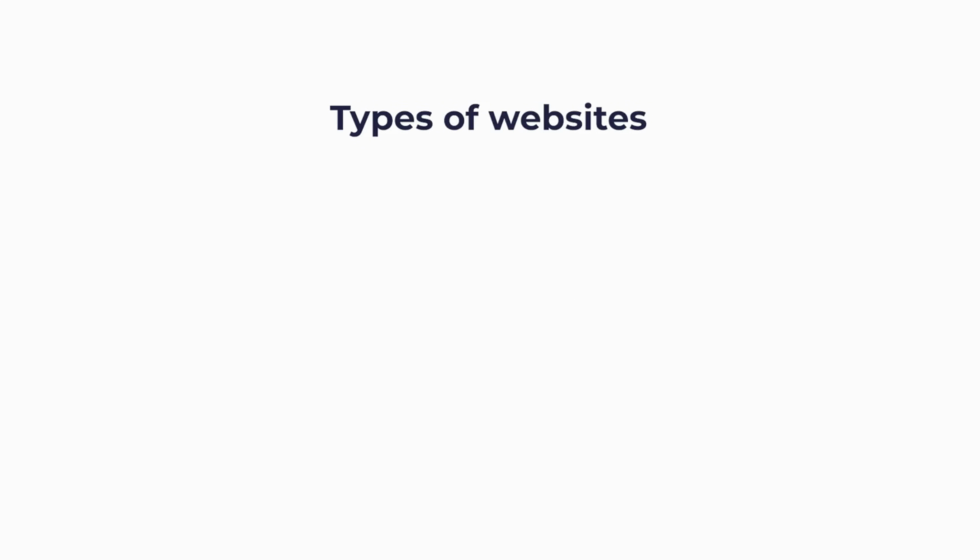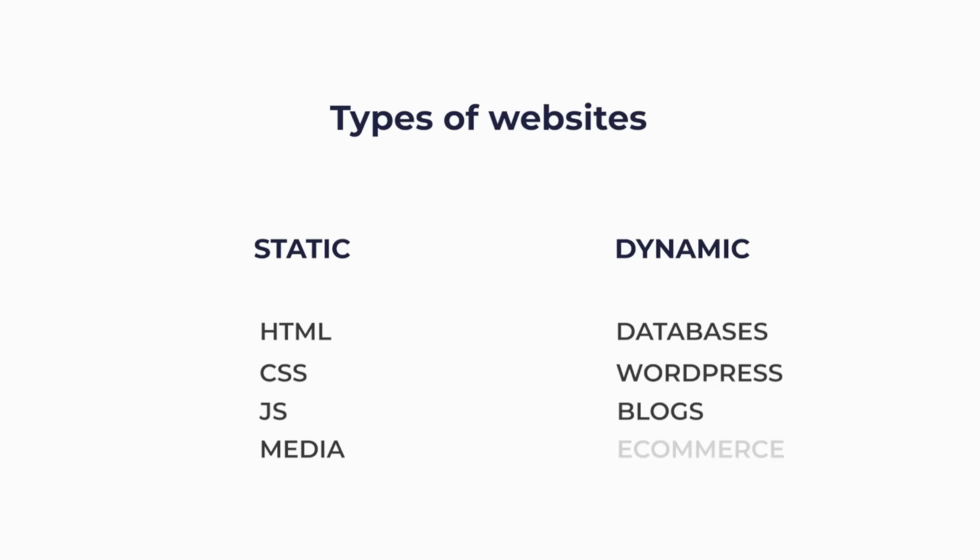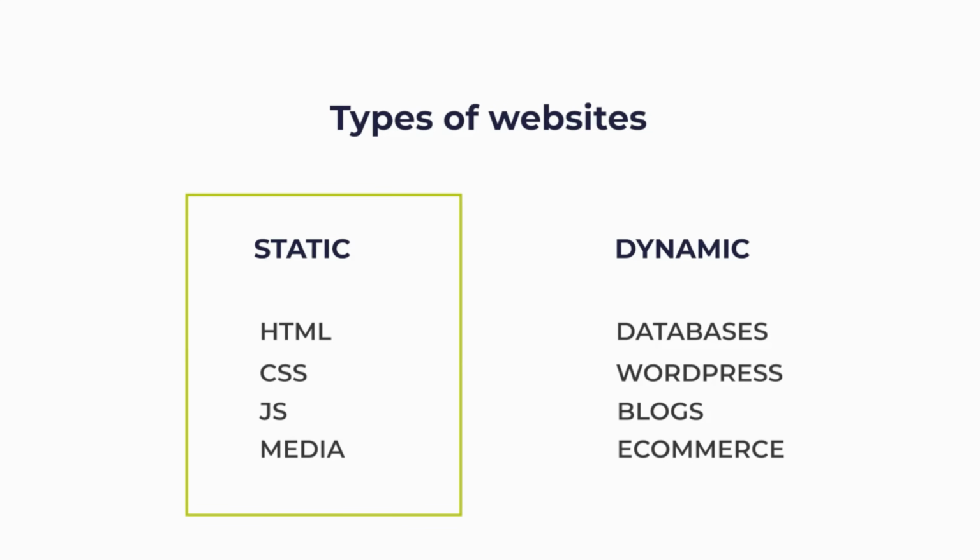There are two types of websites, static and dynamic. Static websites are simply made of HTML, CSS, JavaScript, and media files. Dynamic websites use databases, for example, WordPress sites, blogs, or e-commerce shops. If you want to host a dynamic website for free, we have another tutorial for you. Check the videos above. In this video, we will be focusing on hosting static websites only.